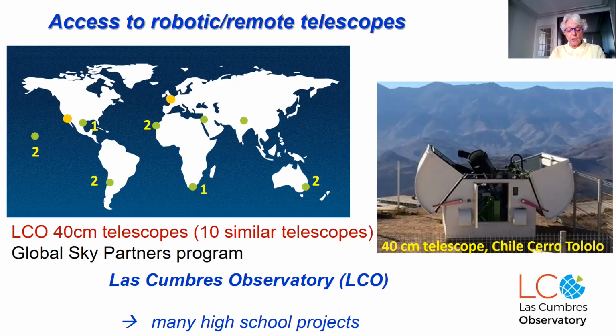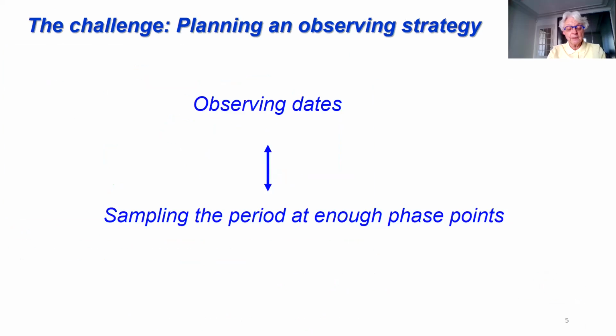Ten telescopes of 40 centimeters each can be used. These telescopes are permanently accessible. They are located at carefully selected spots to have good dark skies. The equipment is similar for all the telescopes and maintained in a professional way. Many high school projects also rely upon these telescopes.